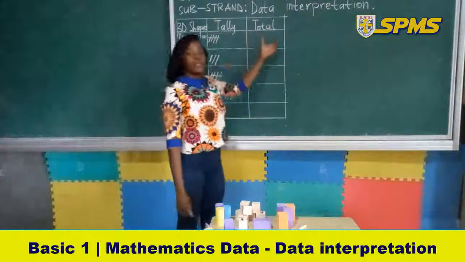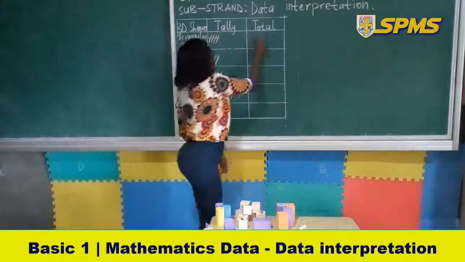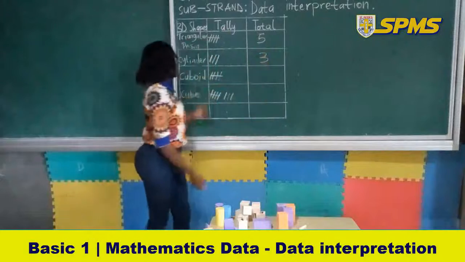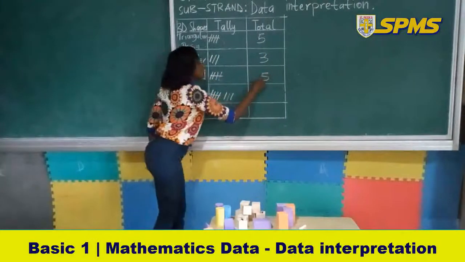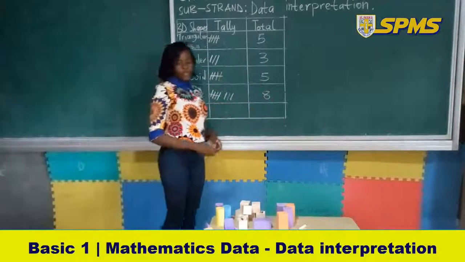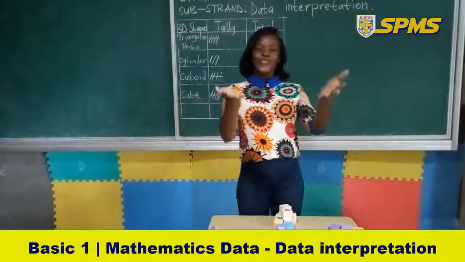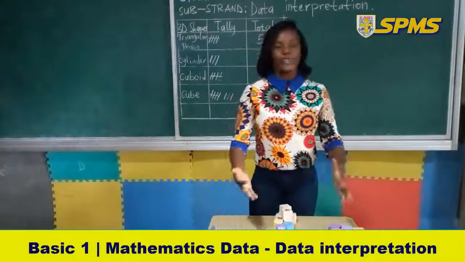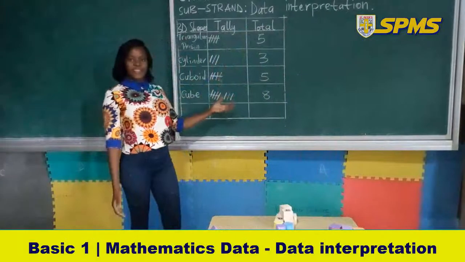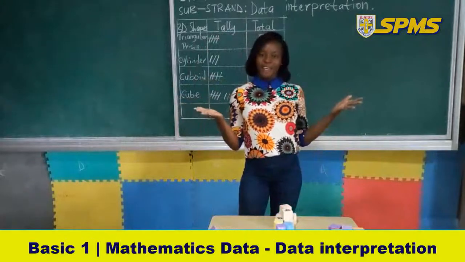So now we are going to look at the total, looking at our tally here. So we have 5 for triangular prism, we have 3 for cylinder, we have 5 for cuboid, and we have 8 for cube. Very good. Now let's move on. Children, as you can see, our raw data is organized on our table and on our tally chart. So you can tell that this is very easy.